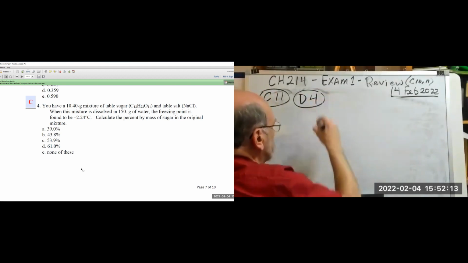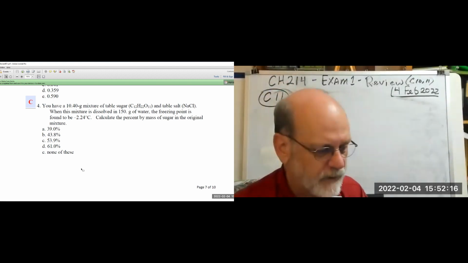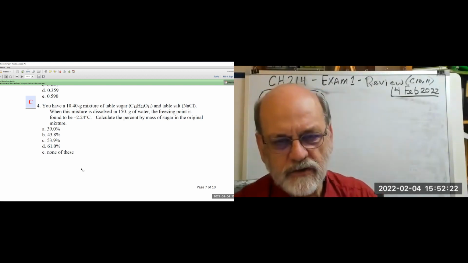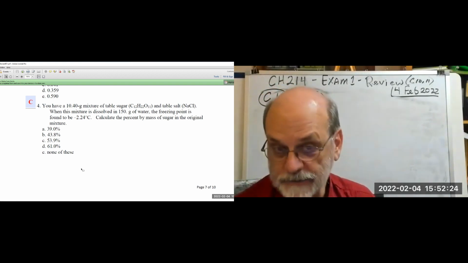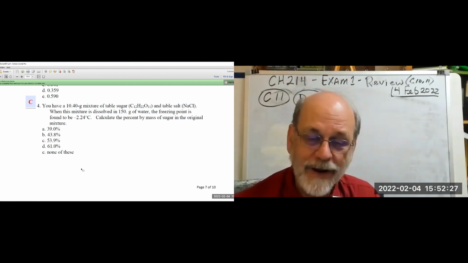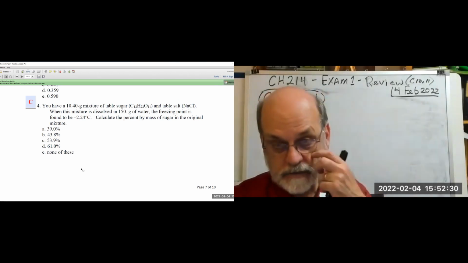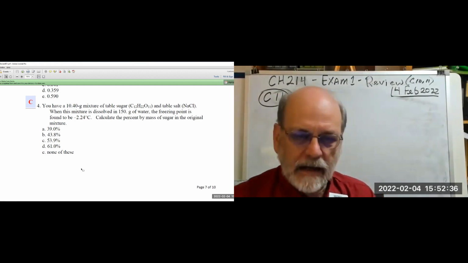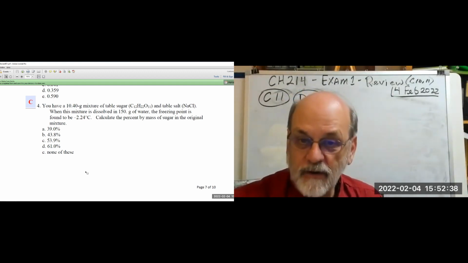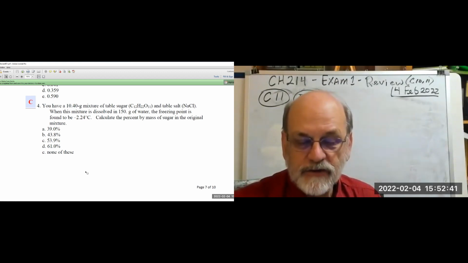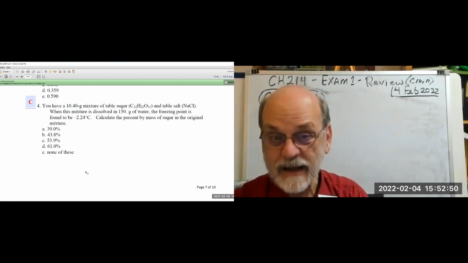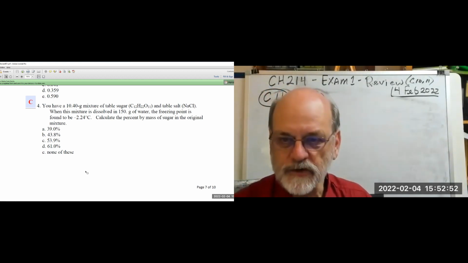There's 4. Let's see what we got here. You have a 10.4 gram mixture of table sugar and table salt. So the total mass is 10.4 grams, but we don't know what the composition is. We just know that we have sugar and salt together. When this mixture is dissolved in 150 grams of water, the freezing point is found to be minus 2.24 degrees Celsius. So that means we have depressed the freezing point by 2.24 degrees. That's delta T.